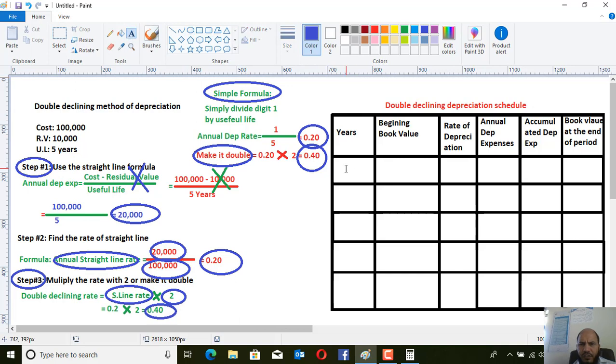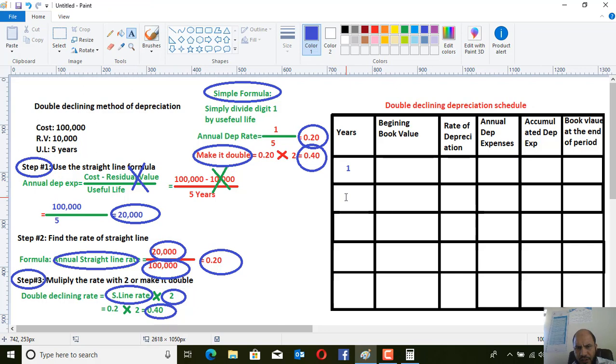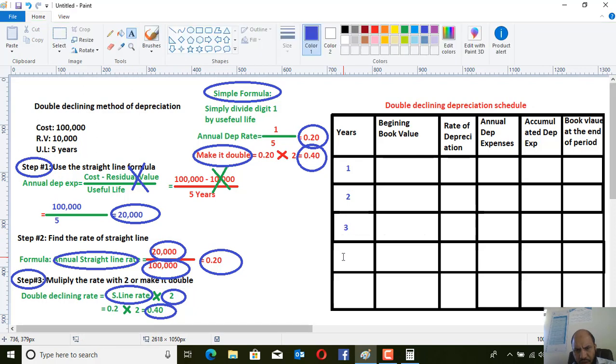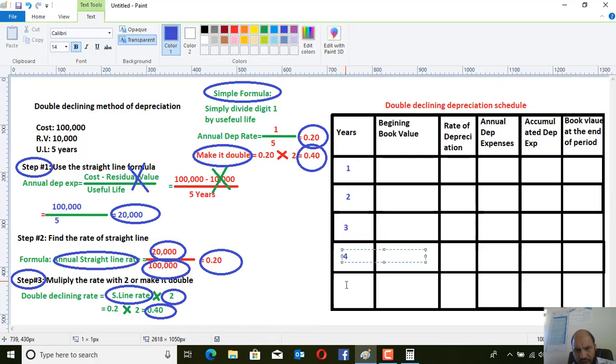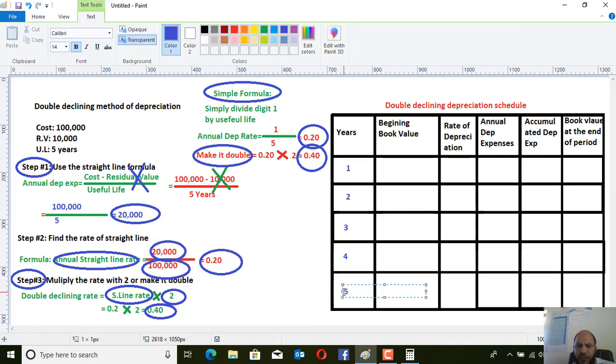For example, the years: this is year 1, this is year 2, this is year 3, this is year 4, and then we have year 5. These are the years for which we will make this depreciation table. Dear students, remember that our beginning value in this question is 100,000 rupees.